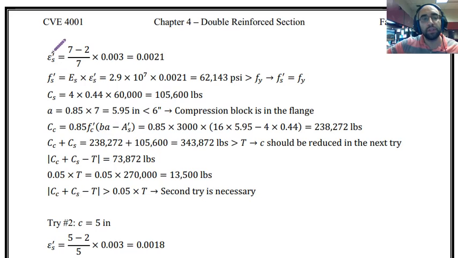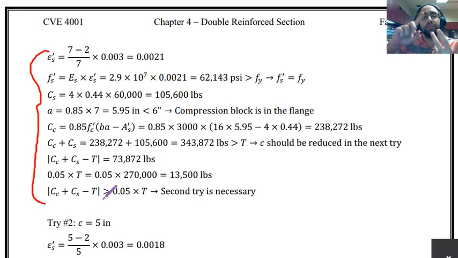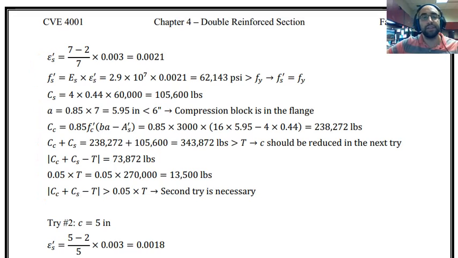Now I'm going to just repeat the procedure that we have over here. Finding the strain in compression reinforcement. Based on the strain, I'm going to find the stress. Once I have the stress, I multiply it by area to find the force in compression reinforcement. And then once I have that, I have to find the compression force in concrete, finding A, and then putting A in the equation for finding compression force in concrete, and then comparing the compression forces versus tension force to see if the difference is small enough or not.